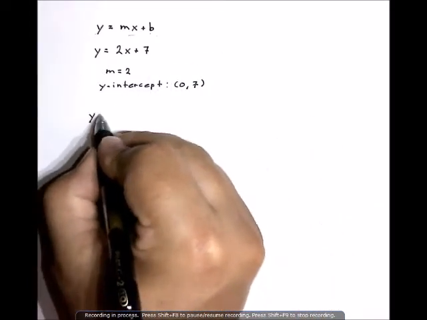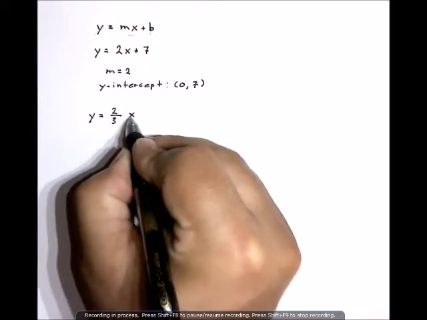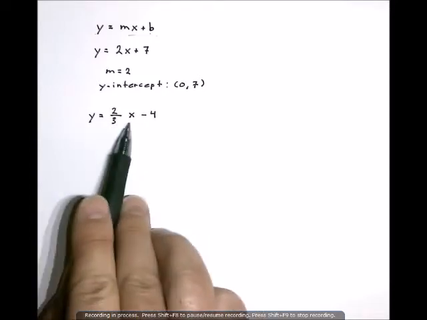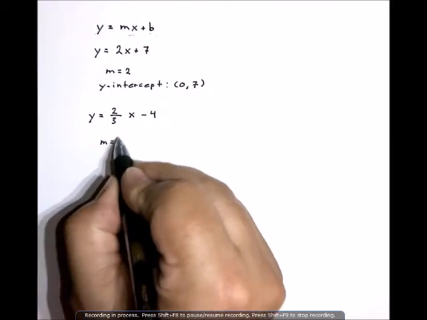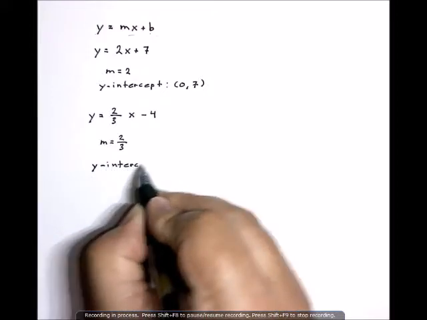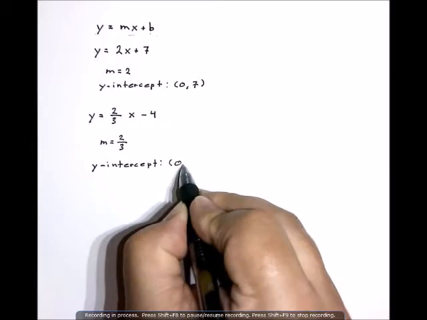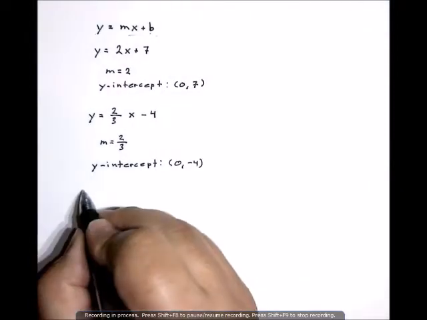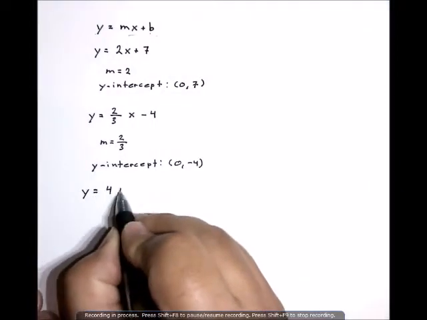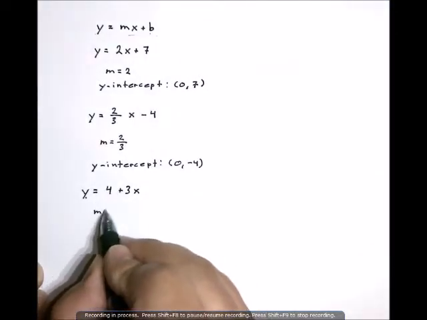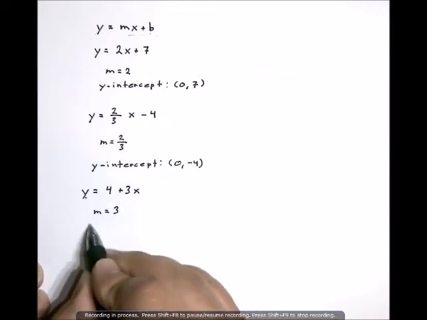Let's try another one. It's in slope-intercept form, so this one's fairly simple. The slope is whatever is in front of the x, and the y-intercept is your constant. And you'll note it doesn't matter which order your equation's written in. As long as you have the y by itself, whatever's in front of the x is your slope, and the constant is your y-intercept.